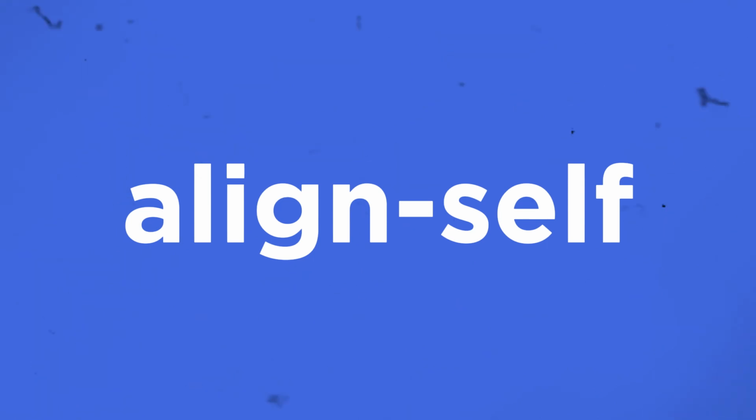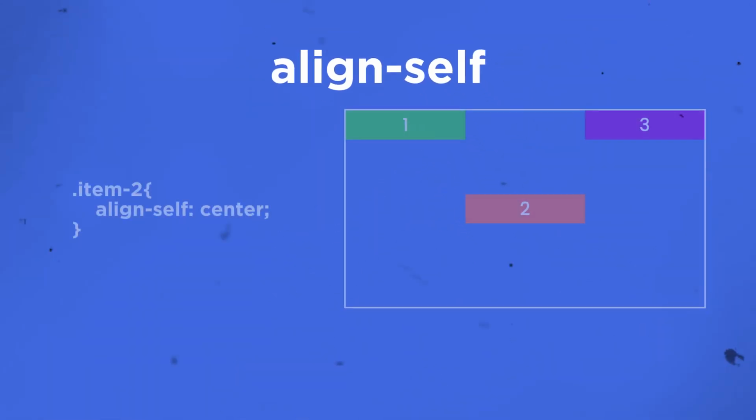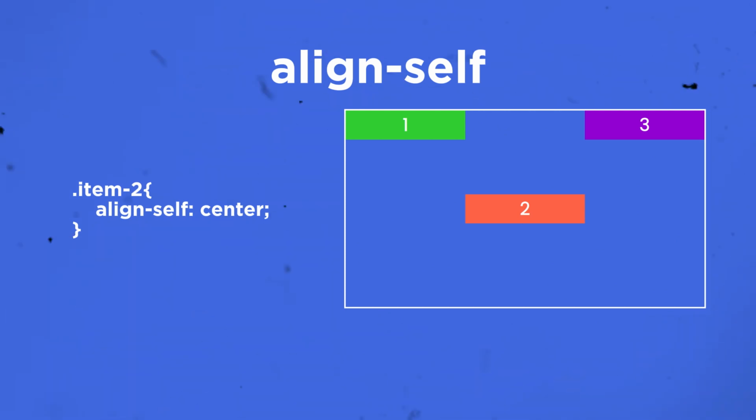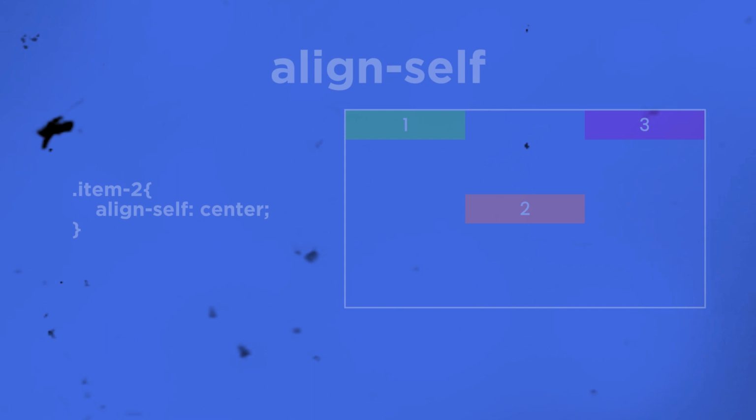Align self overrides the default alignment set by the align items property for individual flex items. This property allows you to align a specific item along the cross-axis independently from its siblings. This was CSS Flexbox in less than 3 minutes.